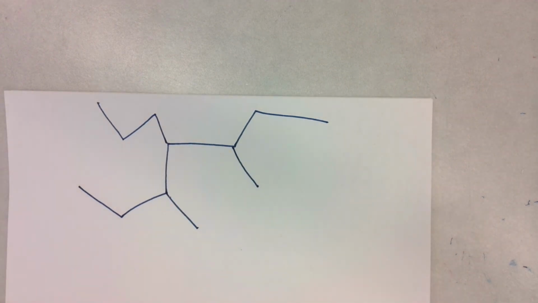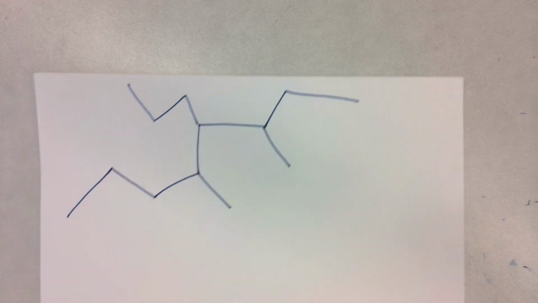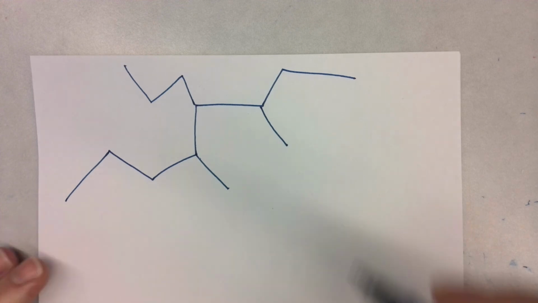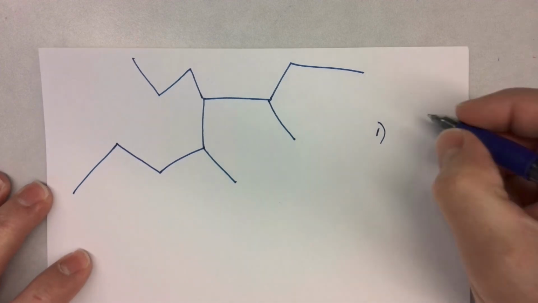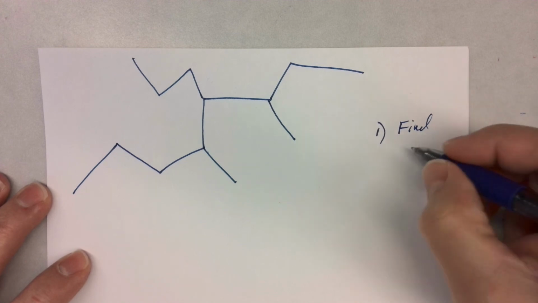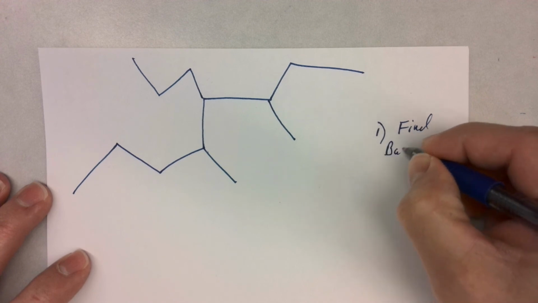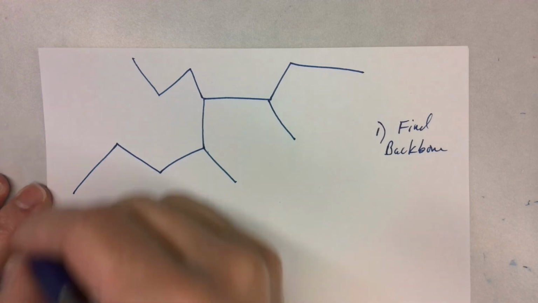Okay? Except I gotta have one more carbon. So here's my drawing. Okay? So what is the first thing I want to do? Number one thing I want to do is find my what? Longest carbon chain? Yeah, what do we call that? I want to find the backbone. Okay? And I think this is the backbone.